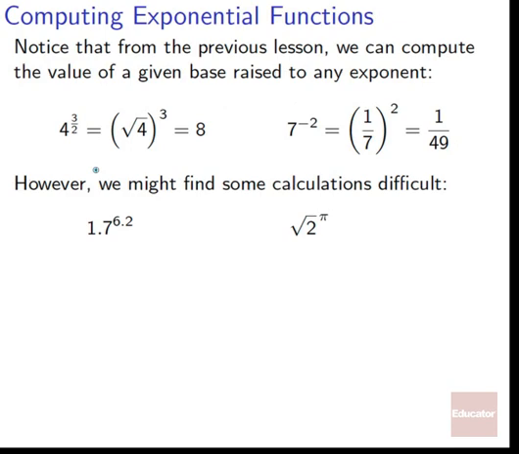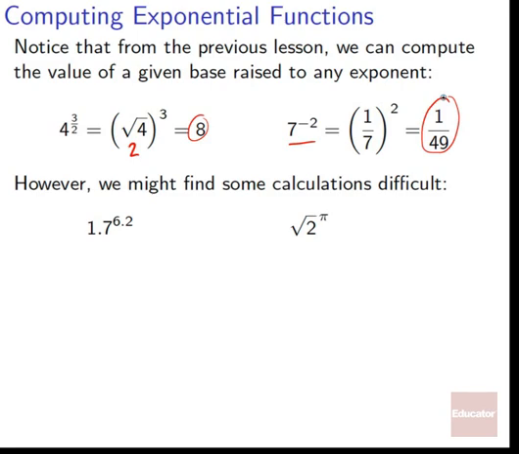All right, notice that from the previous lesson we can compute the value of a given base raised to any exponent. We know how exponents work when they're a little more interesting. And so we can compute things like 4 to the 3/2 equals the square root of 4 to the 3, which would be equal to: square root of 4 is 2, 2 cubed, 2 times 2 times 2 gives us 8. Great. If we had 7 to the negative 2, then the negative flips it to 1/7 squared. So 1 squared is 1, 7 squared is 49. We get 1 over 49. So we can do these things that are a little more difficult than just a straight positive integer.